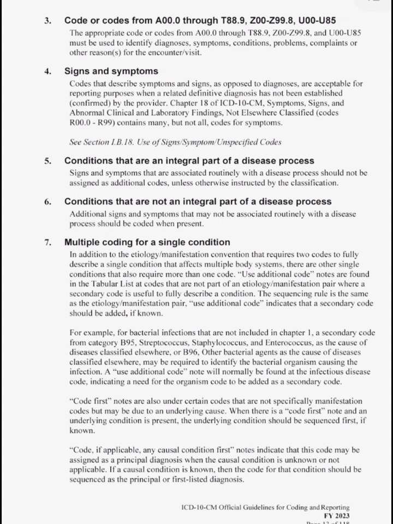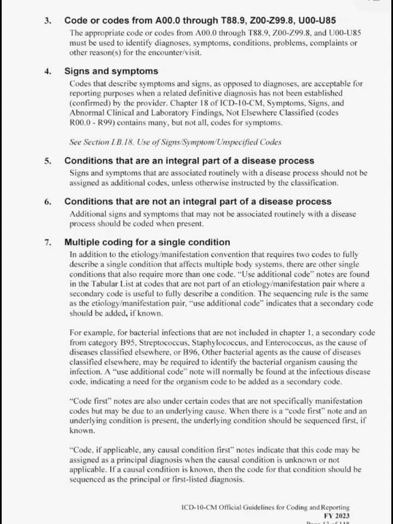For example, for bacterial infections that are not included in Chapter 1, a secondary code from category B95, Streptococcus, Staphylococcus, and Enterococcus as the cause of diseases classified elsewhere, or B96, Other bacterial agents as the cause of diseases classified elsewhere, may be required to identify the bacterial organism causing the infection. A "use additional code" note will normally be found at the infectious disease code, indicating a need for the organism code to be added as a secondary code.